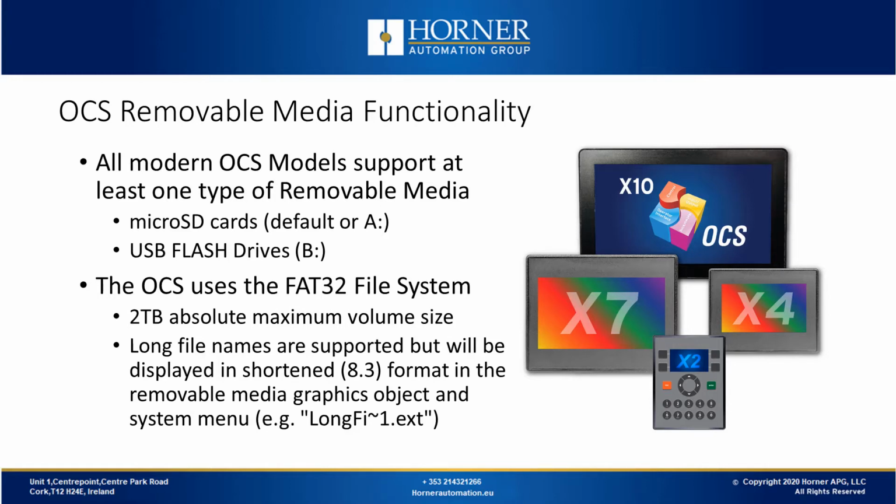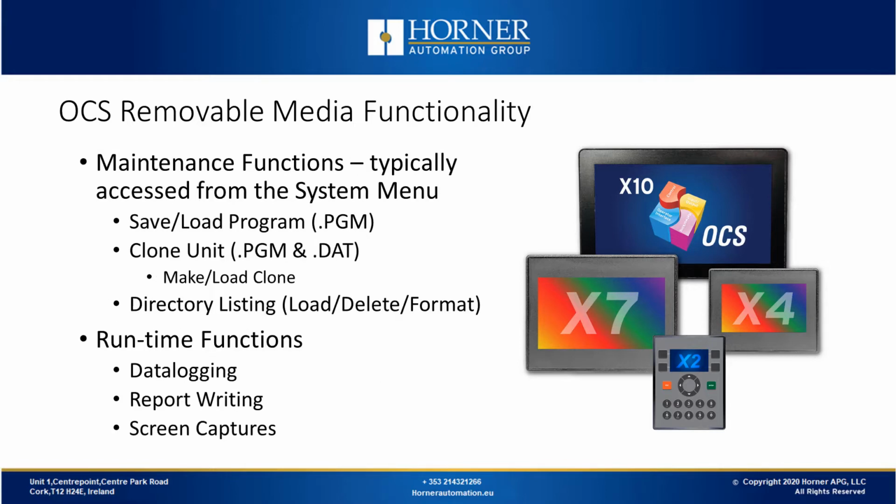Let's start with the OCS removable media functionality. All modern OCS models support at least one type of removable media, whether that's microSD or USB flash drives. The OCS uses a FAT32 file system, which has a 2 TB maximum volume size. Long file names can be used without problem in the logic, but will be displayed in shortened 8.3 format in the removable media graphics object and the system menu. If you prefer to avoid this shortening, then limit the files you use to 8.3 format.